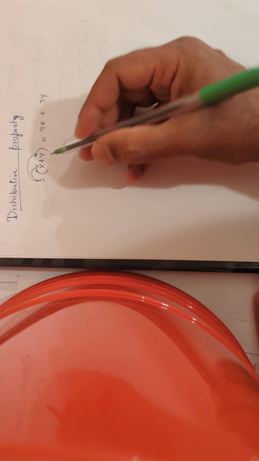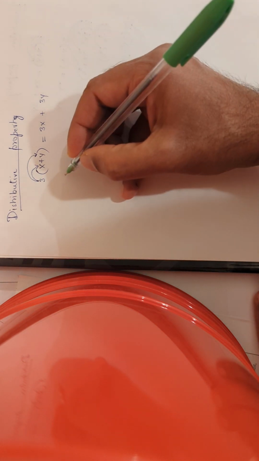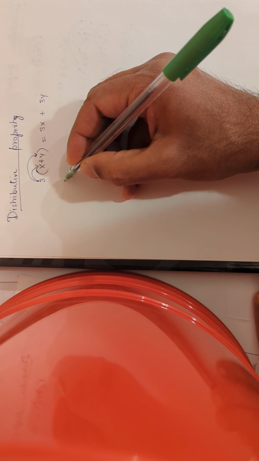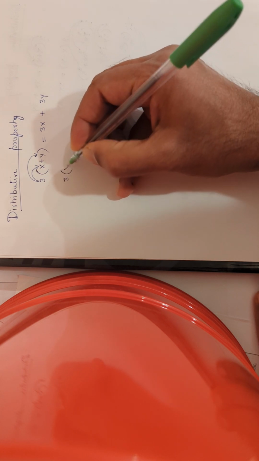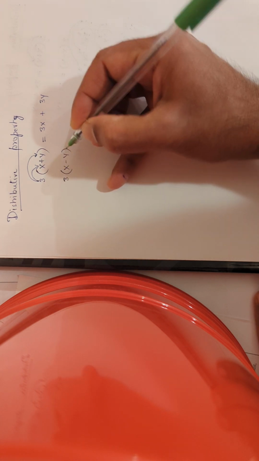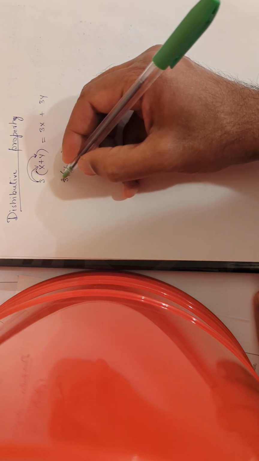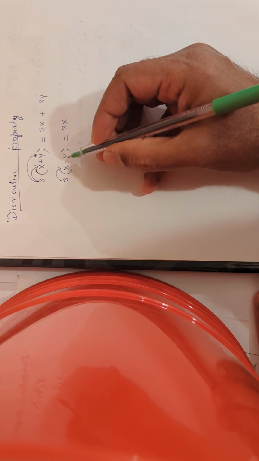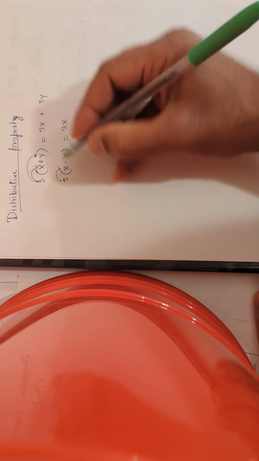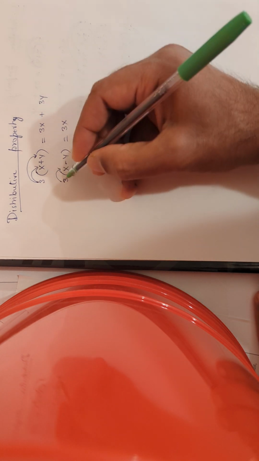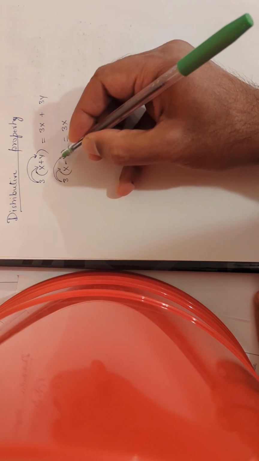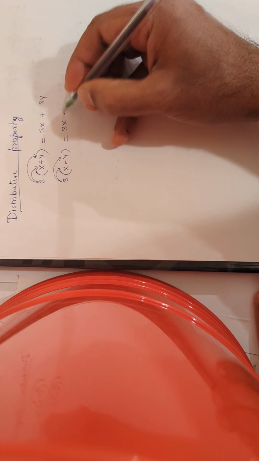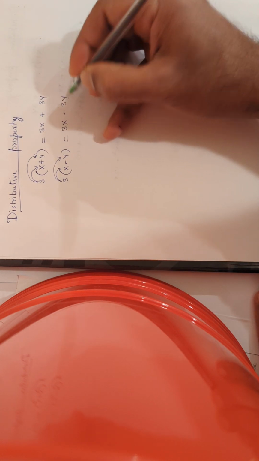Now, it works the same way even when the plus is replaced by minus. So let's write down 3 times (x minus y). That is then 3x. Now I like to see this as negative y because there's a minus in front of y. So I want to say 3 times negative y is negative 3y.